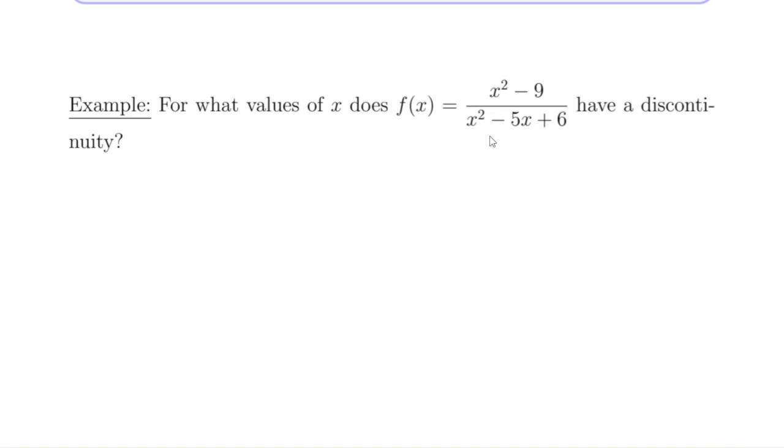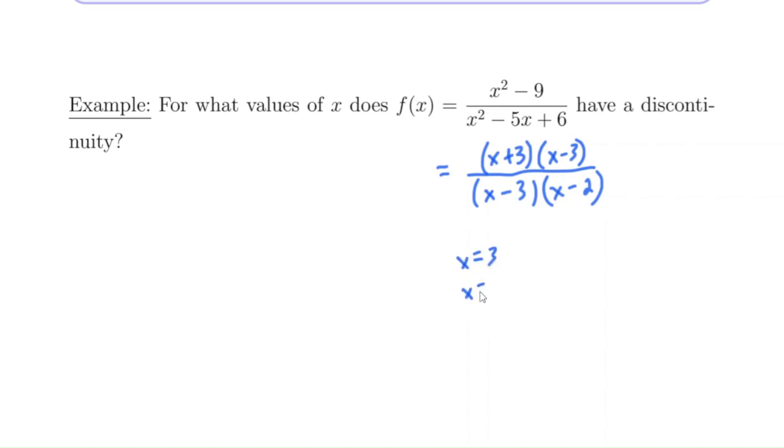Well, notice it's a rational function. So what we need to do is figure out what values make the denominator 0. So let's factor the denominator. It turns out it factors to be x minus 3 times x minus 2. The numerator is a difference of squares. It factors as x plus 3 times x minus 3. So where do we have our discontinuities? Well, we have our discontinuities at x equals 3 and x equals 2.